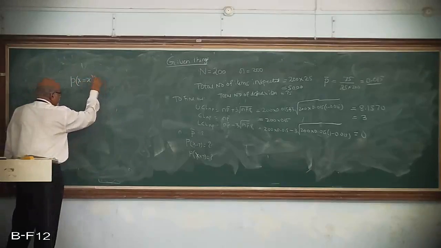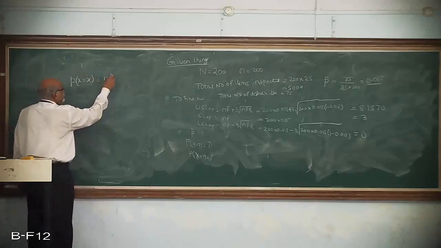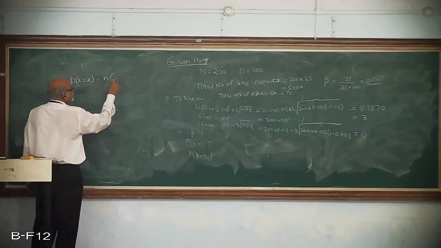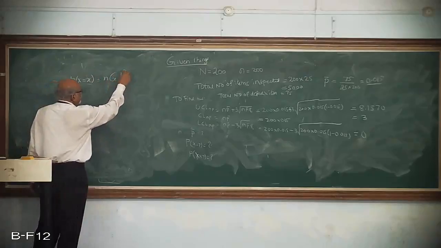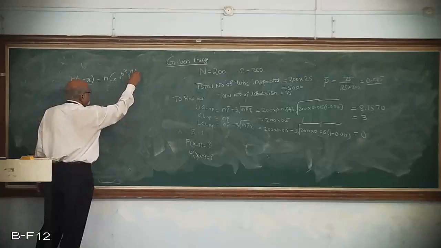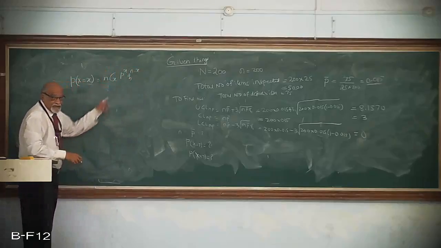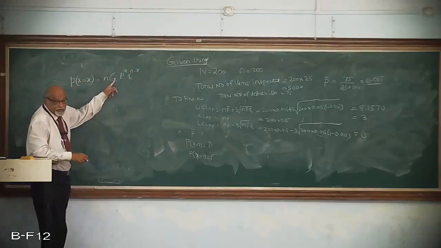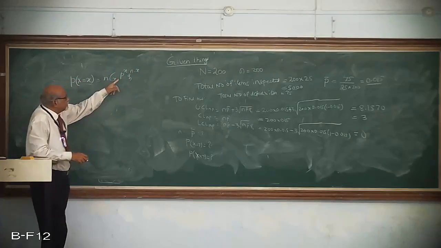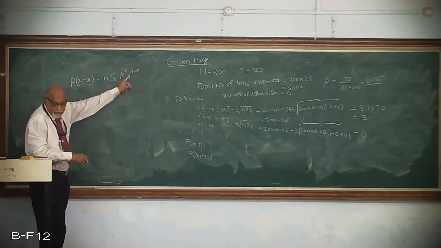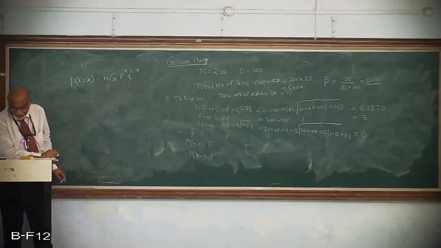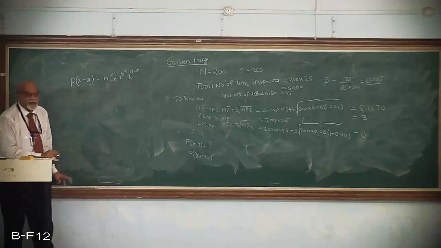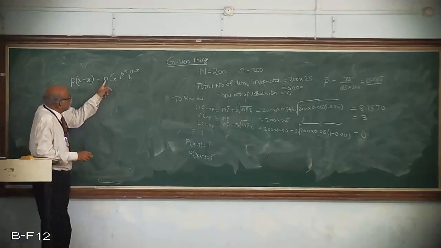Probability that x will take a particular value x is given by nCx into p to the power x into q to the power n minus x, where n is the sample size, x is the number of defectives, whatever it is we are interested in, and q is the same thing, n minus x. Okay, try to understand these things.